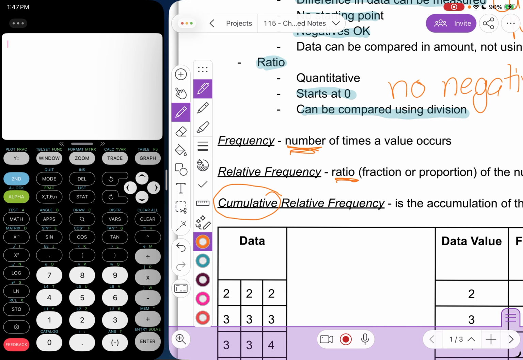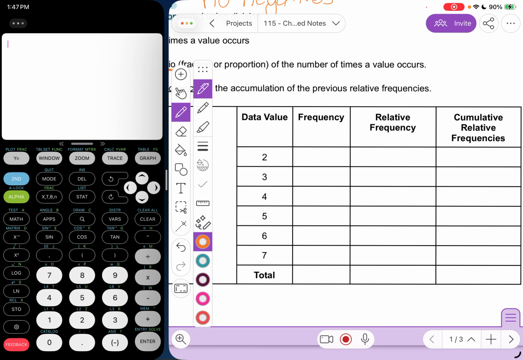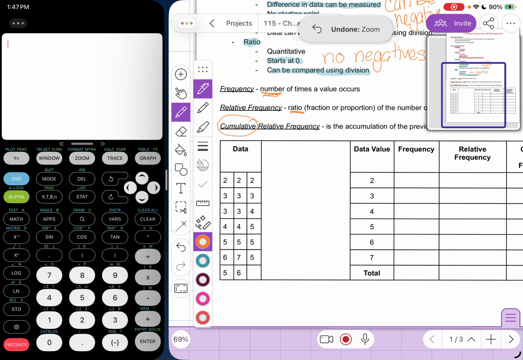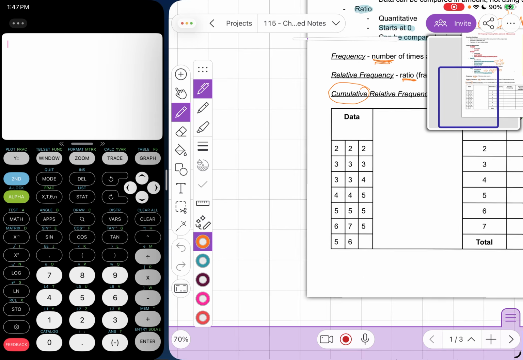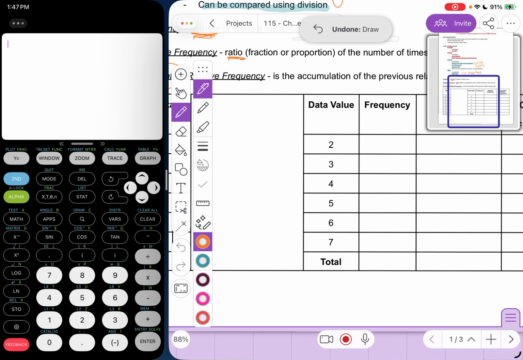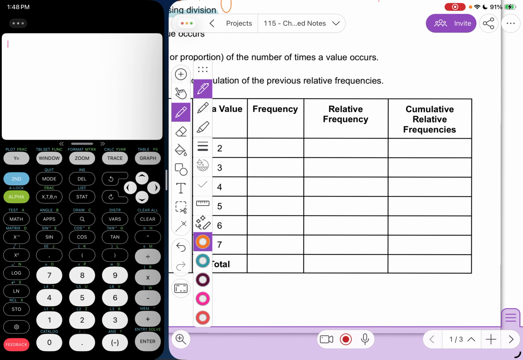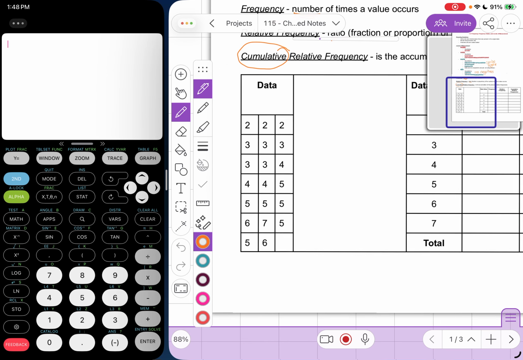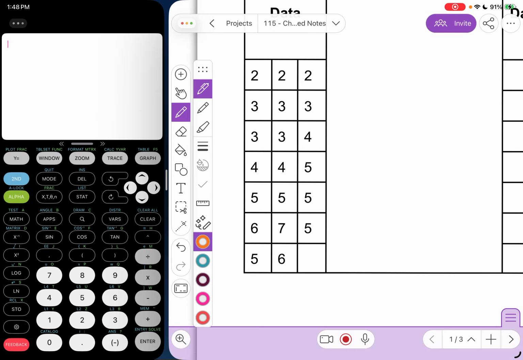So let's build a table. A table is any kind of data put into a table like this. This is called a cell, that one piece. A distribution is another way to say a display of data. So we're going to turn this set of data, this group of numbers, into a frequency table, a relative frequency table, and then a cumulative relative frequency table. So we start with a bunch of data. This is just a list of numbers.